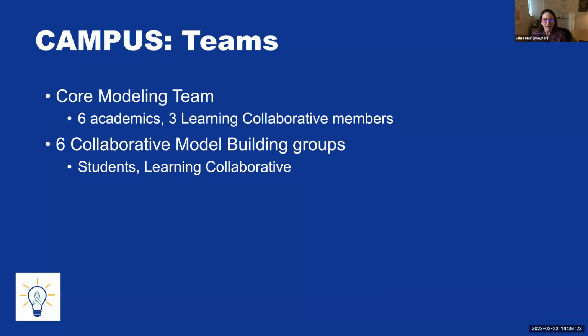So in less than a month, which is really exciting, we're having our first group come together to begin this process. The way we have structured it is that we have a core modeling team. That's myself and 5 of my colleagues who come from adolescent medicine, public health, a wide range of different backgrounds and perspectives, as well as 3 members of this learning collaborative.